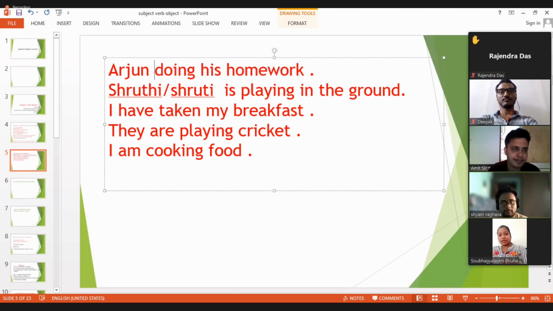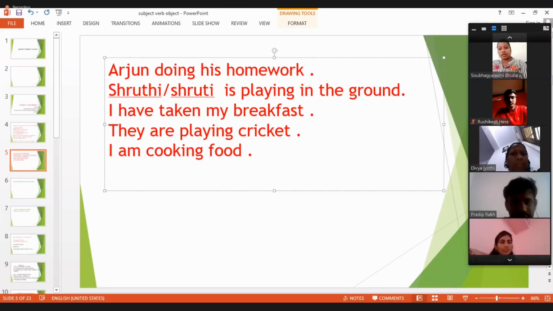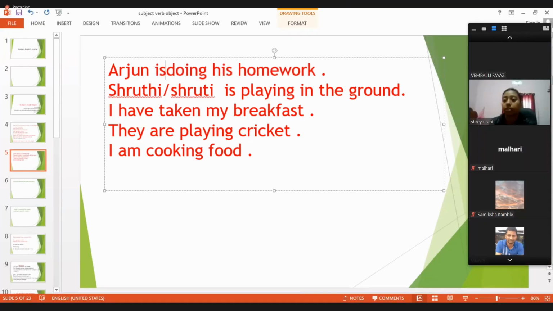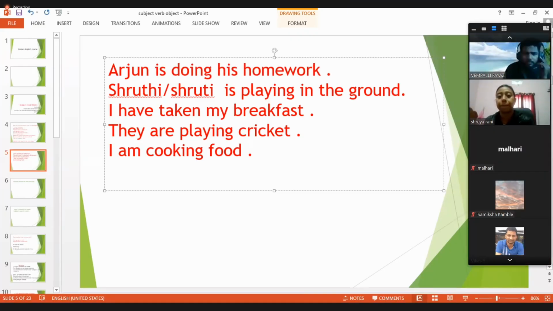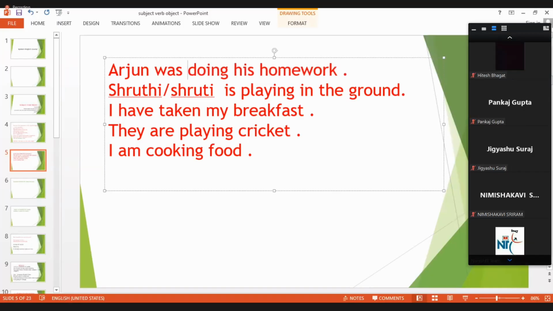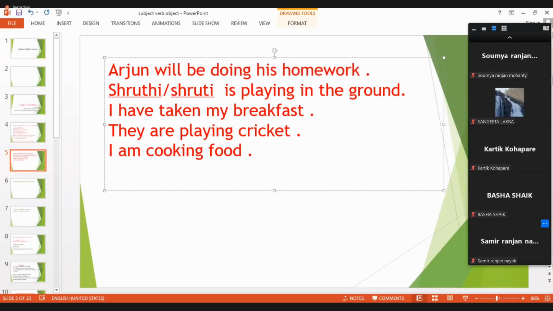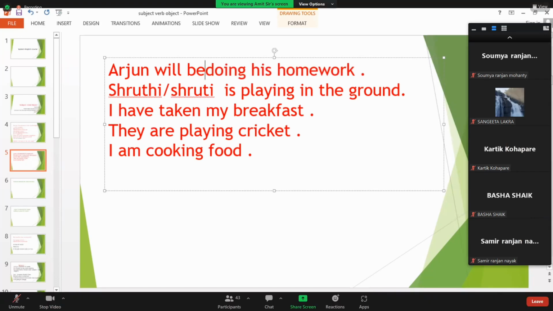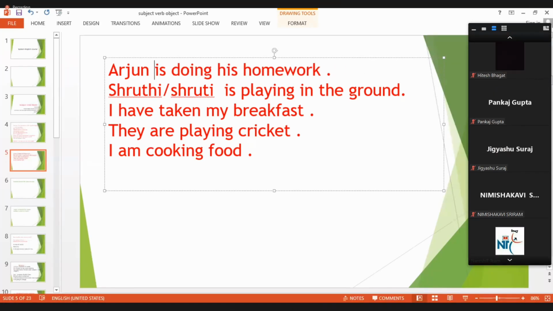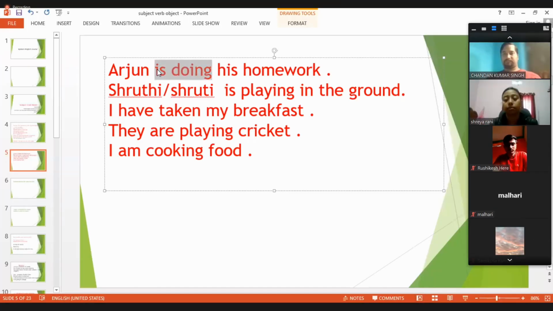Not right, sir. Not Arjun doing, but Arjun is doing. If I say Arjun doing, whether he is there or not, I don't know. If I write is, then I feel that Arjun exists and is doing the work. If I write was, then he was doing it in the past. If I write will be, without the helping verb it will be future, he will complete it. When you use this form, you have to use is or was or will be accordingly. Getting the point?